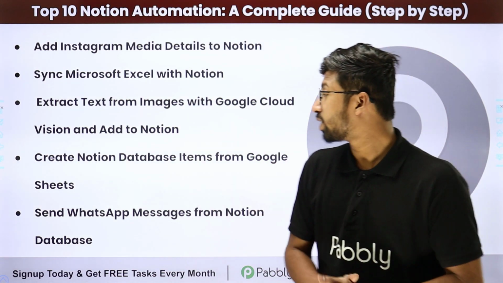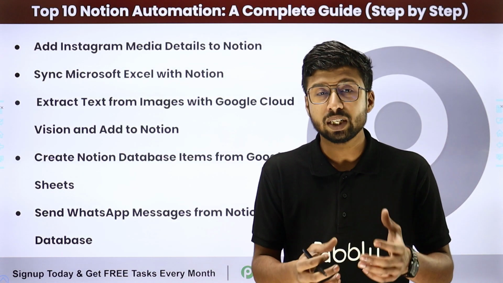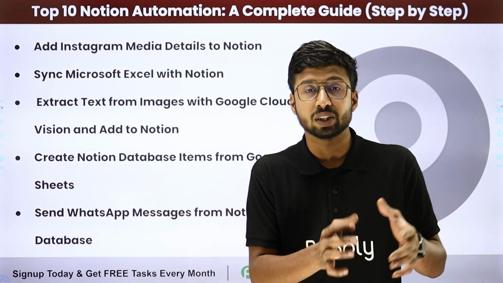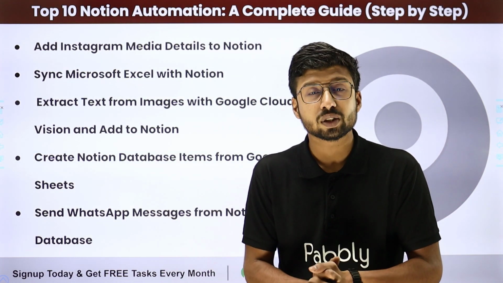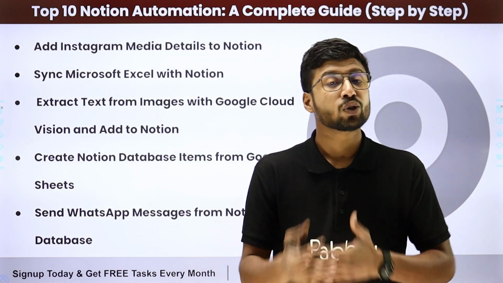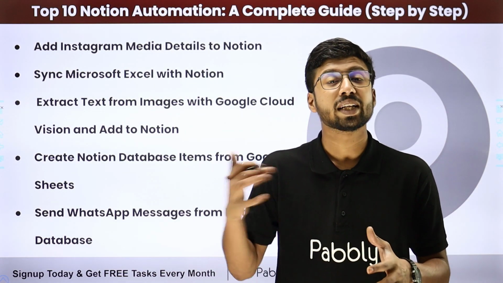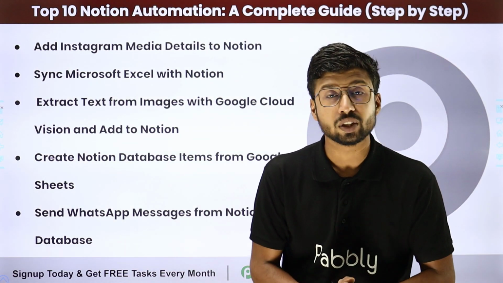The next automation is how to create a Notion database item, how to add data or some details in your Notion database from Google Sheets. So if you're getting user details or some kind of data from multiple sources, and you and your team members are adding that data into a Google Sheet, then using this simple automation, you can create an item in your Notion database as a new record whenever data is added in Google Sheets.